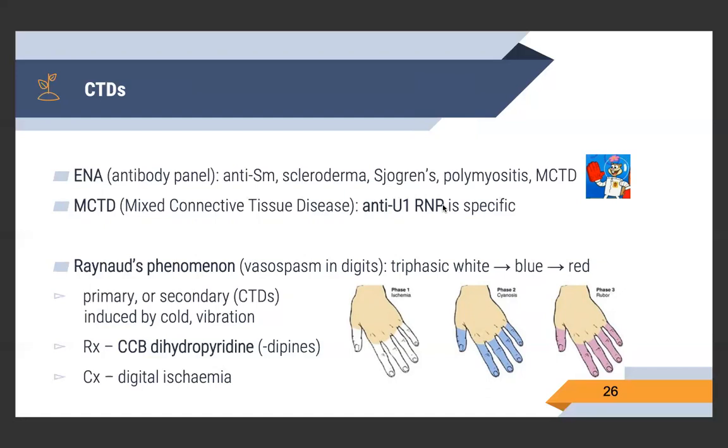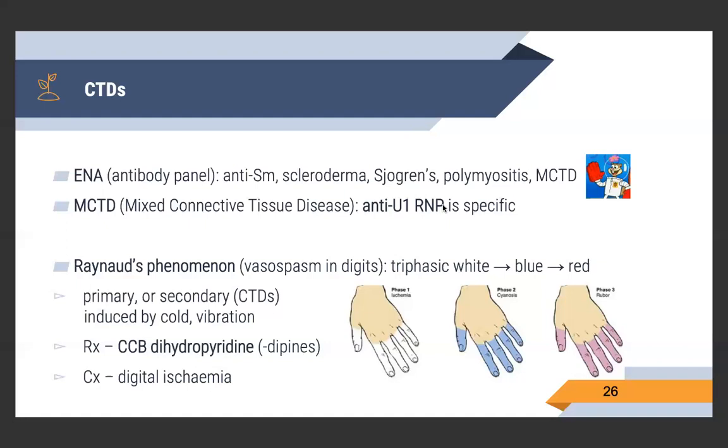Seriously, I get this, it's so bad. Secondary is in connective tissue diseases. It's induced by cold and vibration, so I hate cold weather for that reason. We commonly give amlodipine or nifedipine for that, so your peripheral calcium channel blockers. And you can obviously get ischemia, and that can be severe.